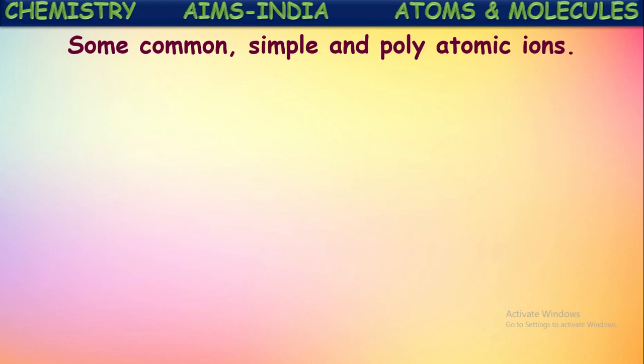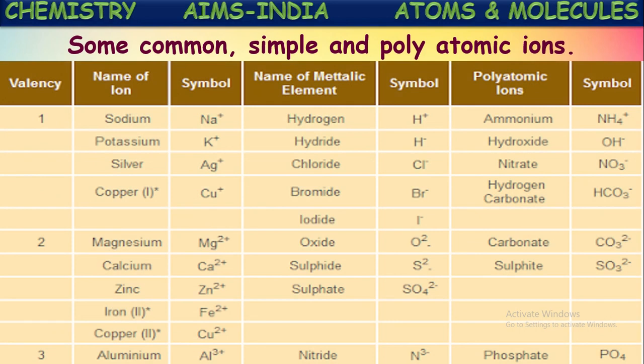Some common simple and polyatomic ions are shown here. See, sodium Na plus, hydrogen H plus, potassium, silver. So mostly metals form positive ions, which are also called cations. And non-metals gain electrons so that they form negative ions, which are also called anions. And here some groups of atoms ions are also shown, which are called radicals.